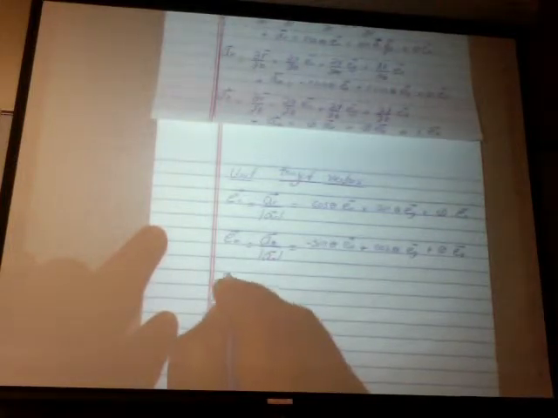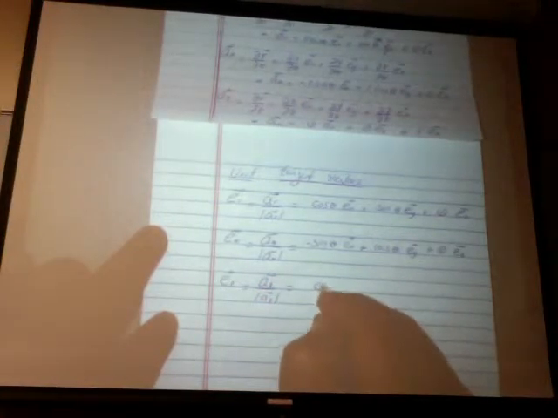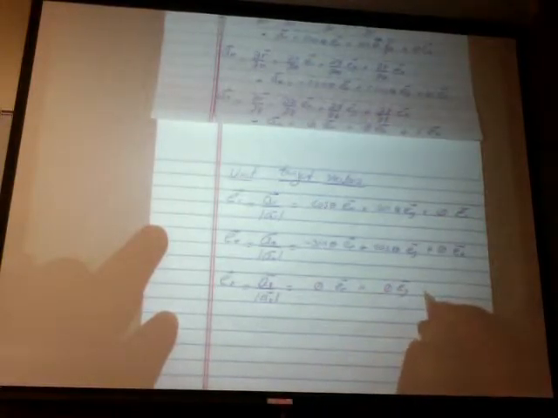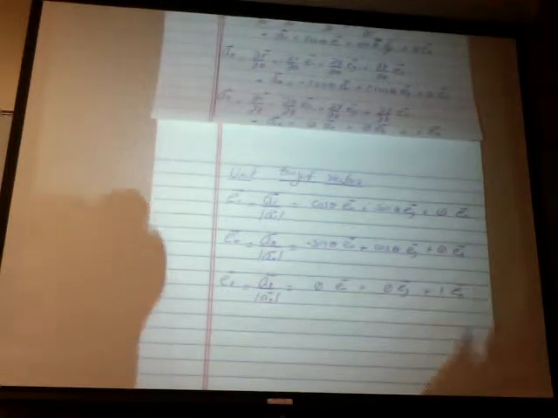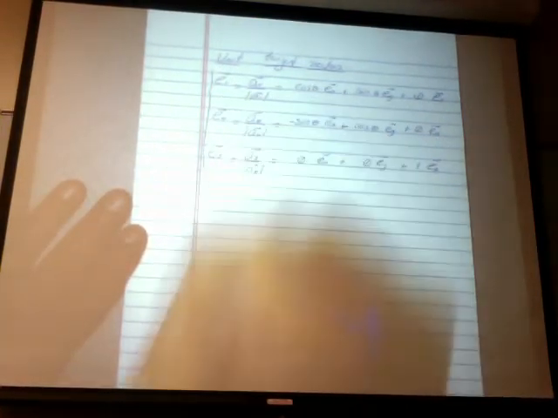And eZ, which is aZ divided by the magnitude of aZ, is again 0, 0, plus 1. All right. So now we have the 3 unit tangent vectors in the cylindrical system. All right.